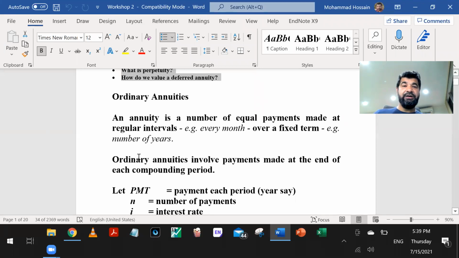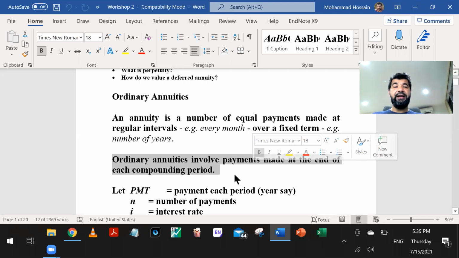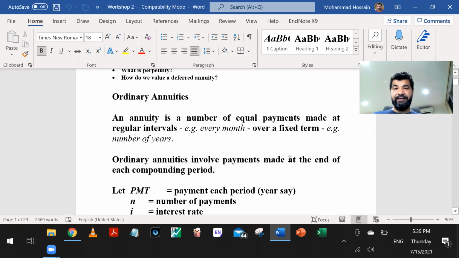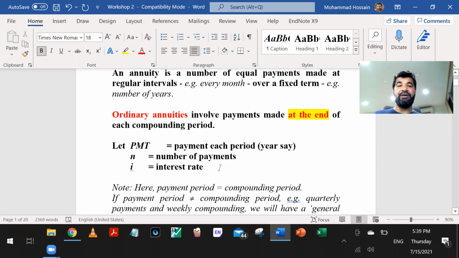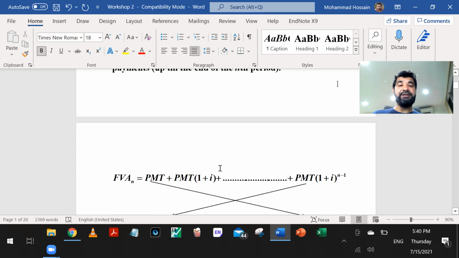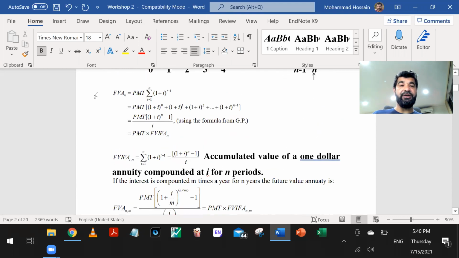Ordinary annuities involve payments made at the end of each compounding period. That is the key point: at the end of each compounding period. That is known as an ordinary annuity. The formula we're going to use is this formula.